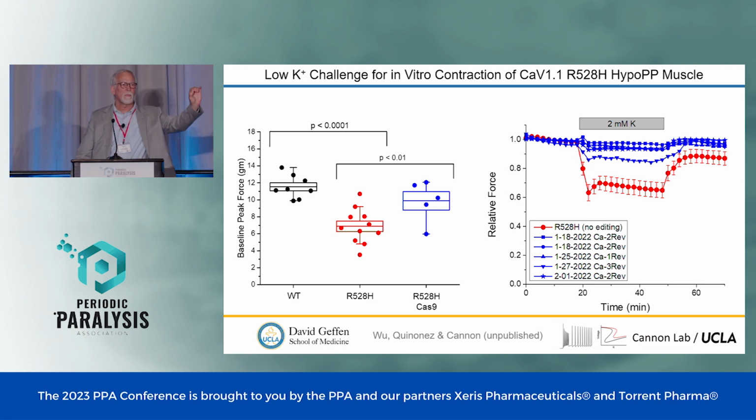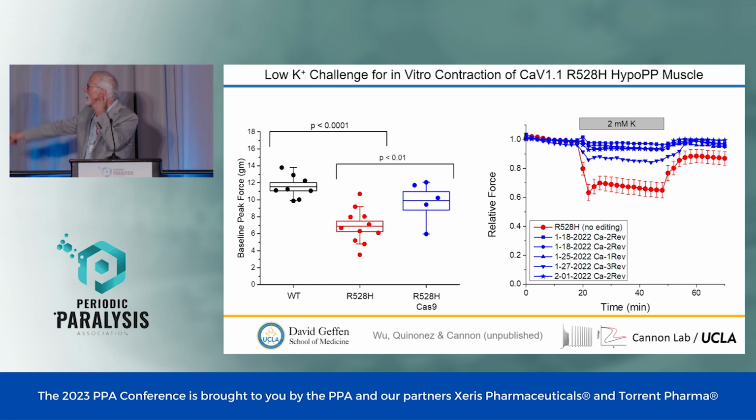And we normalize everything to 1 at the beginning, and then do the low potassium challenge there. See, we drop down to 2 millimolar. And all of these are paired measurements. One foot untreated, the other foot from the very same mouse treated. All the red ones are untreated. There's about 30% loss of force in this test.